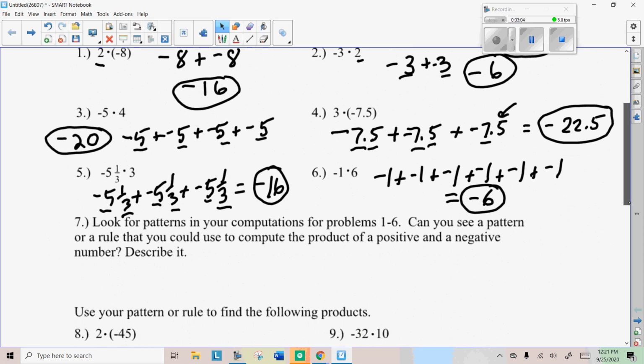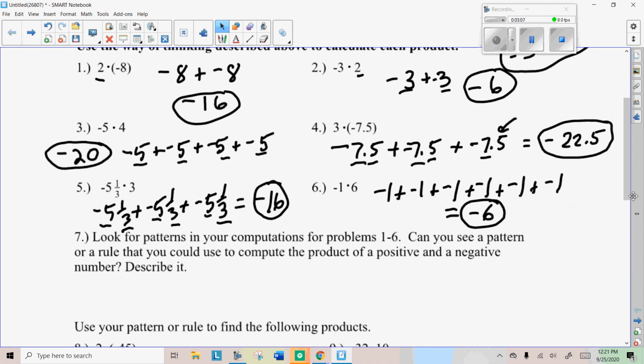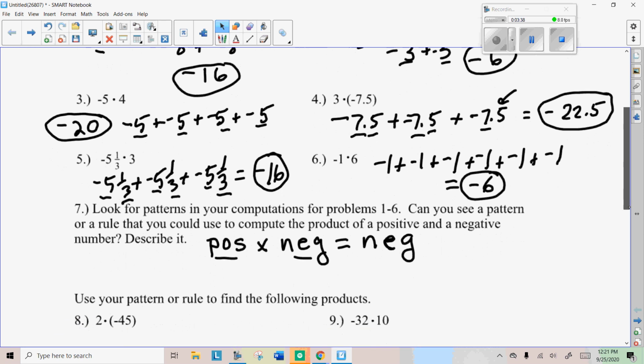Now, what I'd like to do is for you to look at these patterns and see if you can figure this out. In each of these, we multiplied a positive times a negative, or a negative times a positive if you want. So finish this statement. A positive times a negative will always equal, pick one of those two for your answers. I hope you were thinking it's always a negative.